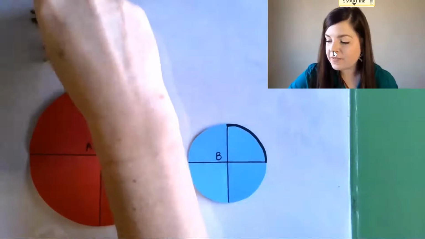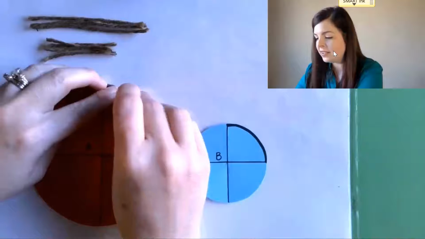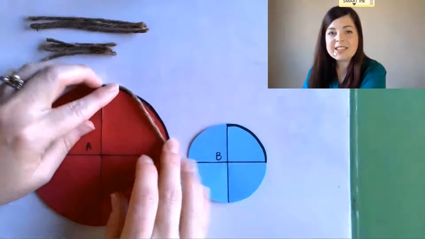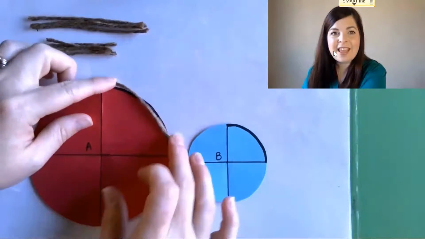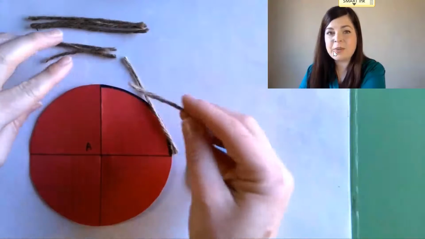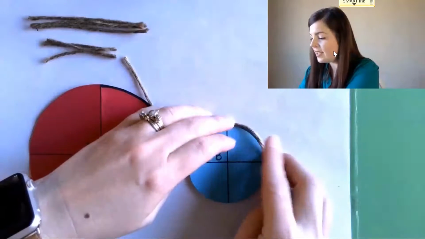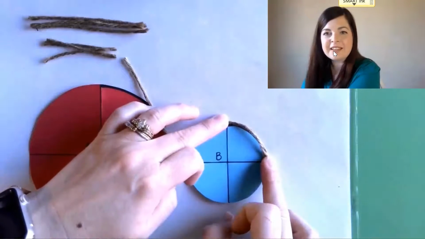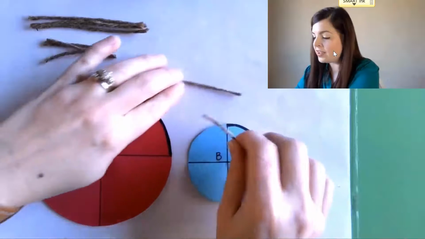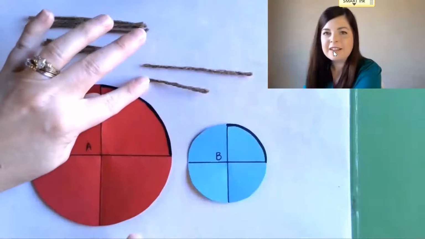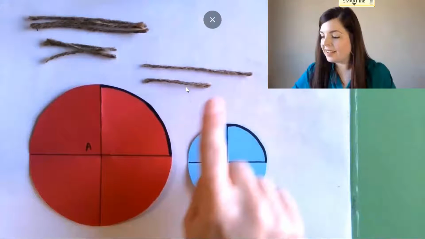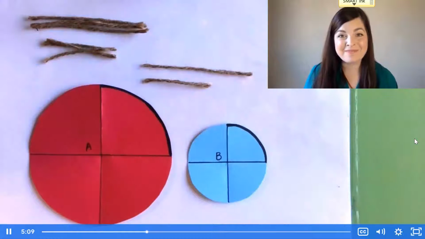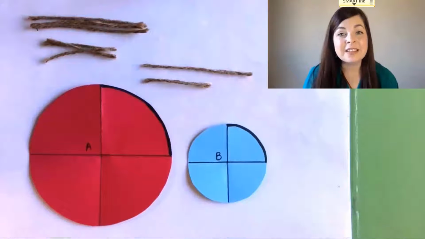Notice that one of the parts from circle A's string is the same length as the arc from circle A, and one of the parts from circle B's string is the same length as the arc from circle B. Now, which arc is longer? The arc from circle A is longer. So, does the length of an arc determine the measure of a given angle? Pause the video and explain what you're thinking.